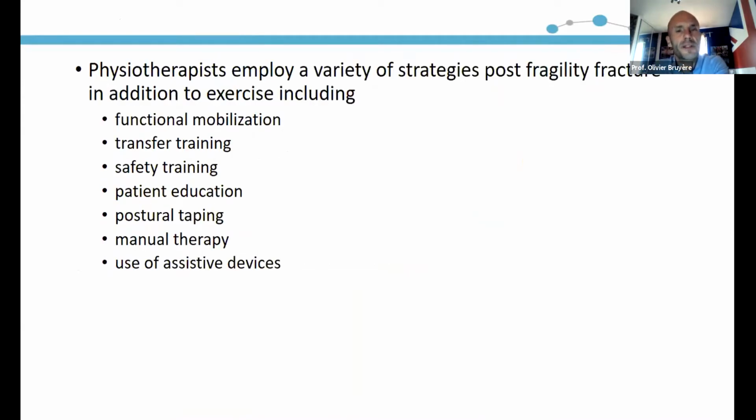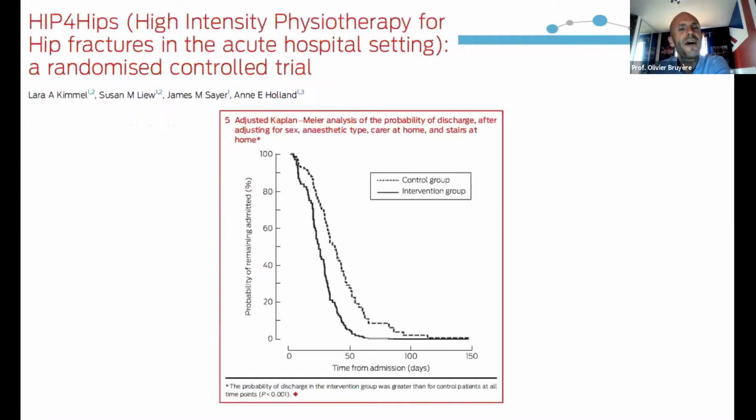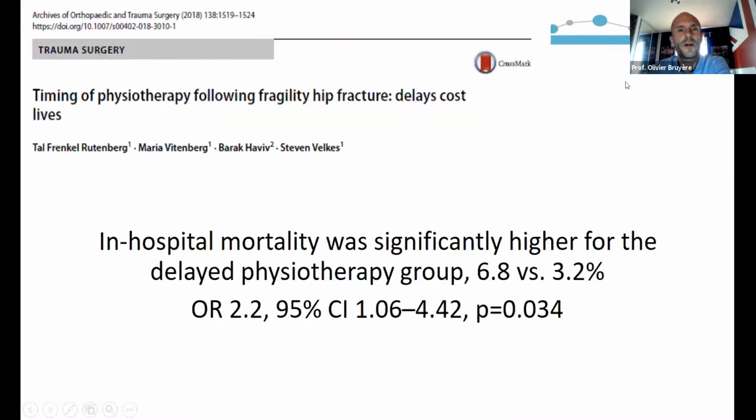As you know, physiotherapists use different strategies, including functional mobilization, transfer training, safety training, patient education, postural taping, manual therapy, and the use of assistive devices, with the addition, of course, of exercises. So once again, a strong focus on exercises, but with the addition of different non-pharmacological modalities.